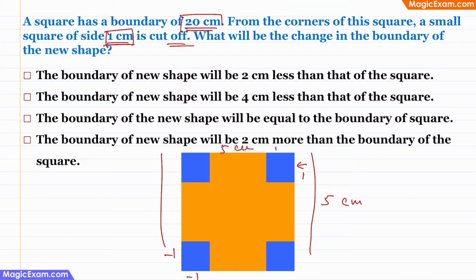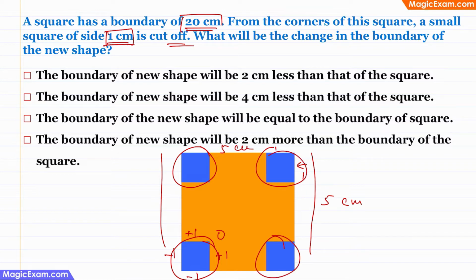You are removing 1 centimeter from each side. However, you are introducing 1 centimeter and 1 centimeter on the other sides. Therefore, the net effect on each corner will be 0. So even here, you are removing 2 centimeters and adding 2 centimeters. So if the net effect on each corner is 0, then the net effect on the entire operation will be 0.